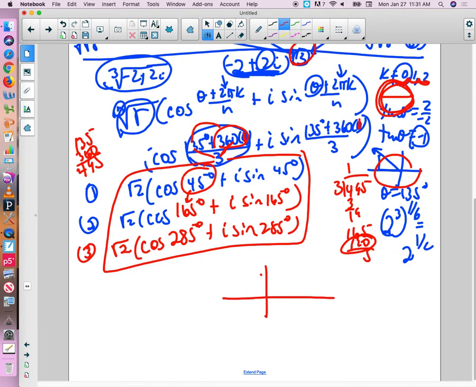If you actually graph these, where you turn 45 degrees and you go out square root of 2, and then you turn 165 degrees and go out square root of 2, and then you do 285 degrees and go out square root of 2. You see how they're placed around your circle? An answer here, an answer here, and an answer here would all be the cube roots of this number right here.